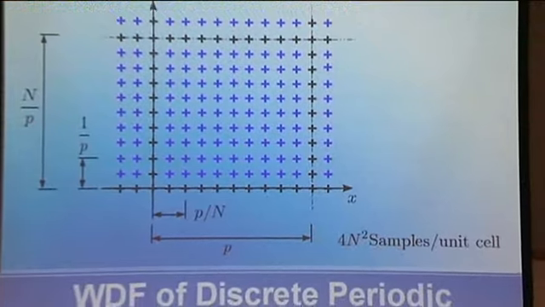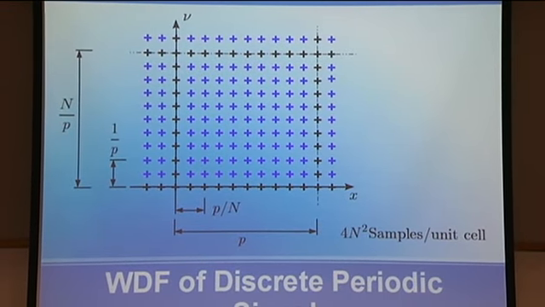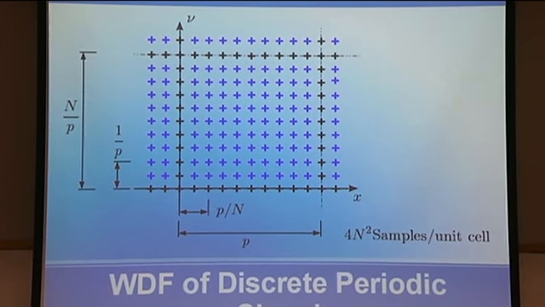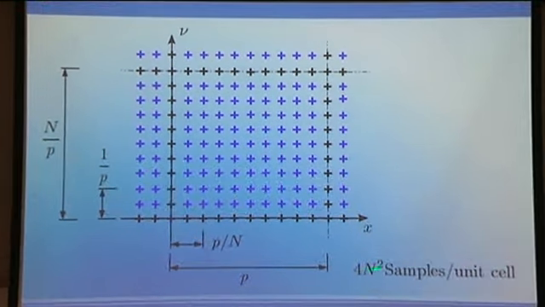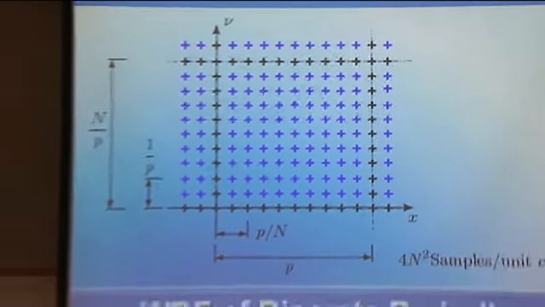And as a consequence of this, if we look for the Wigner function of discrete periodic, band-limited signals, it has this kind of shape. It is replicated in x and nu. Okay, we sort of expect this. But the number of samples that we need to represent this is not just n squared, but 4 times n squared, because of all the bilinear interference terms that are there.